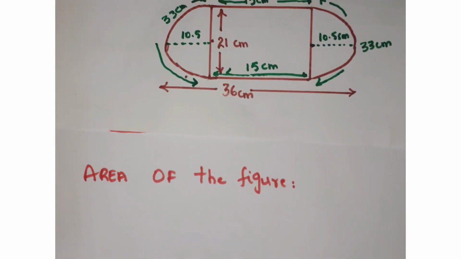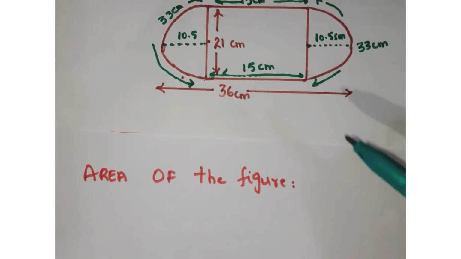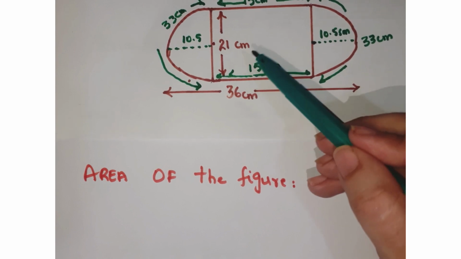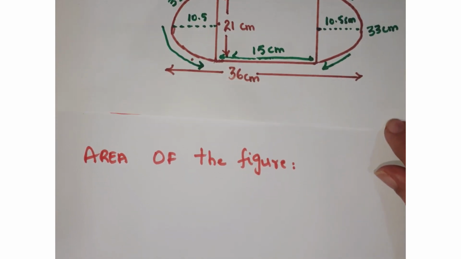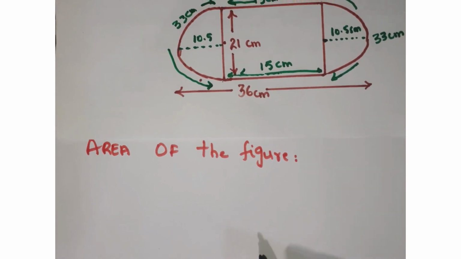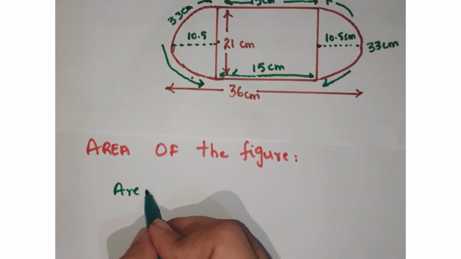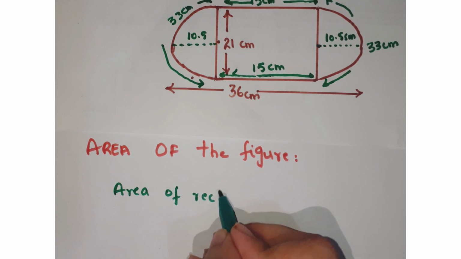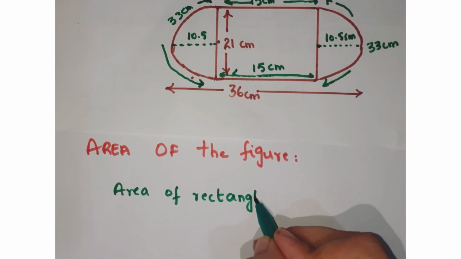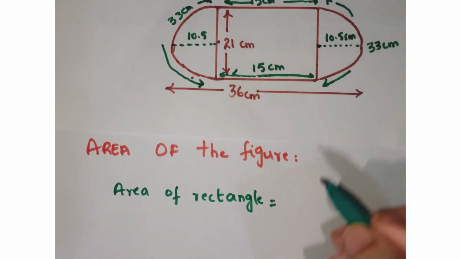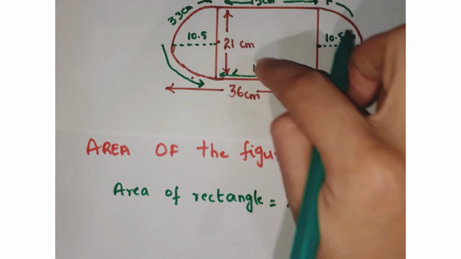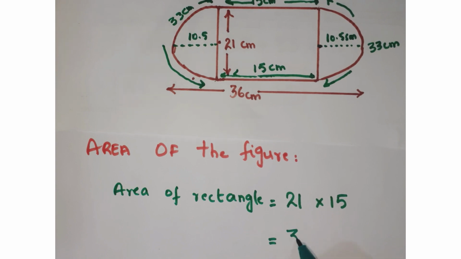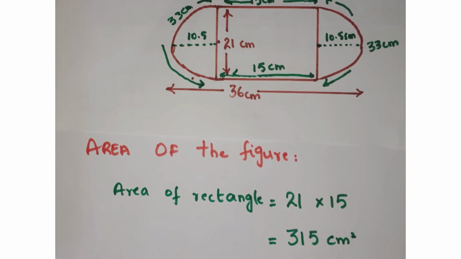Again, just notice in the figure that we have to calculate the area of this rectangle and the area of this circle, and then just add them up to find the area of the figure, right? So first we calculate the area of rectangle, which is equals to length into breadth, 21 into 15. So you get here 315 centimeters square, right?